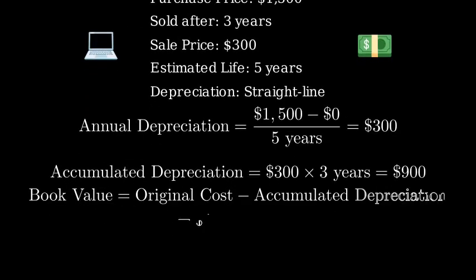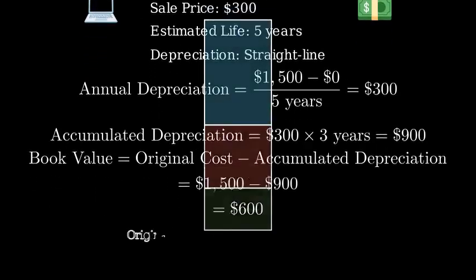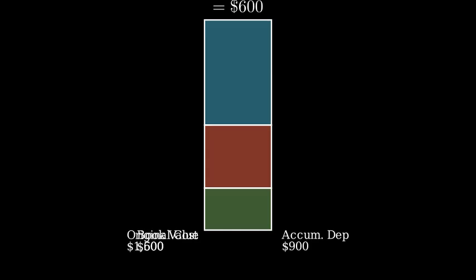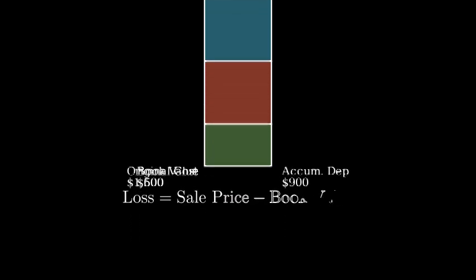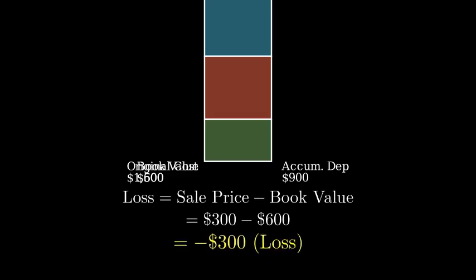Now, let's calculate the book value at time of sale. The book value is the original cost minus accumulated depreciation. That's 1,500 minus 900, which equals $600. Now we can calculate the loss on sale. Since we sold the computer for $300, but its book value was $600, we have a loss of $300.